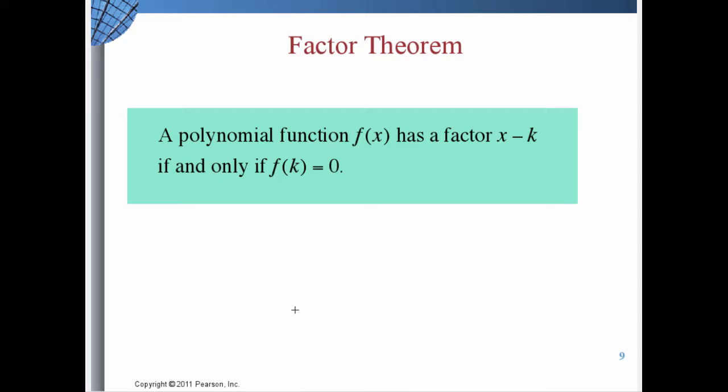We have another theorem called the factor theorem. A polynomial function f of x has a factor x minus k if and only if f of k equals 0. And this is what I just mentioned. If we evaluate the function f at some value k that we suspect to be a zero, and the value of that function is in fact 0, meaning no remainder, then it is a zero at k.